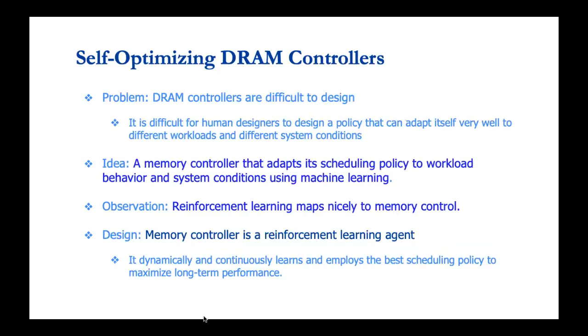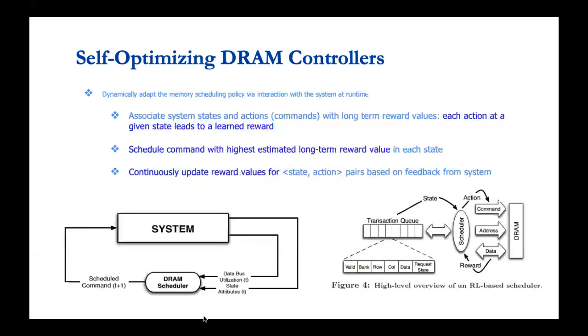The observation is that reinforcement learning maps nicely to memory controllers, bringing highly intelligent algorithms to the memory controllers we have. We should design a memory controller as a reinforcement learning agent, just a learning agent. And we should design this memory controller in the DRAM. Memory controllers just work like that. It is just based on DRAM.